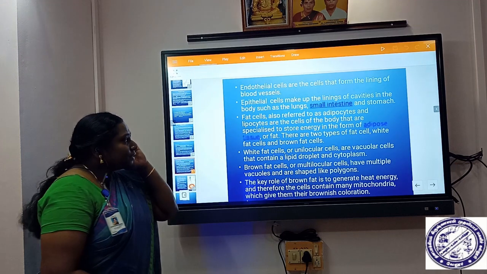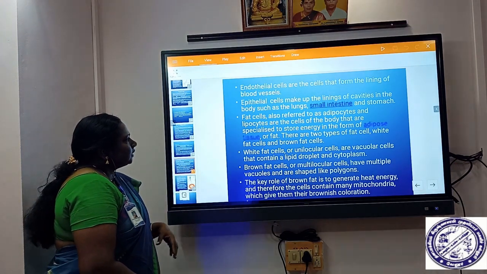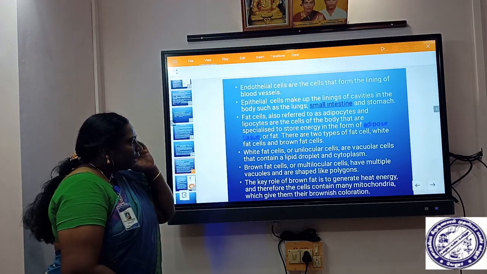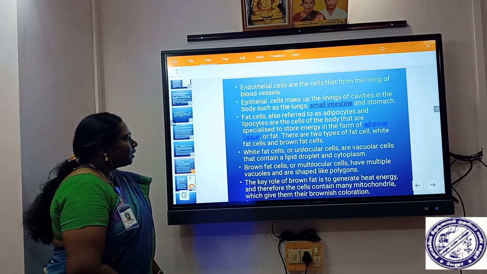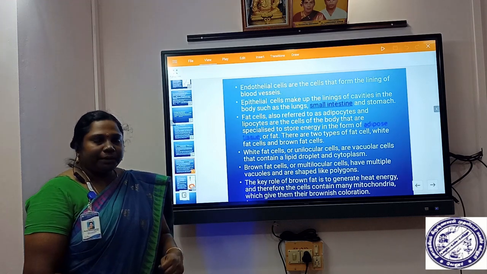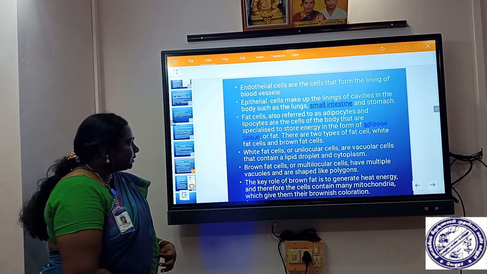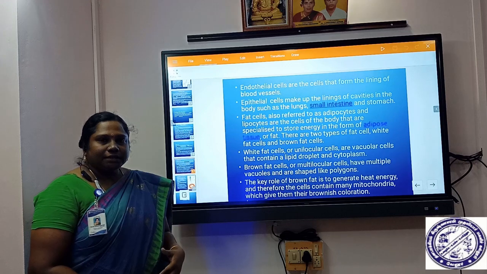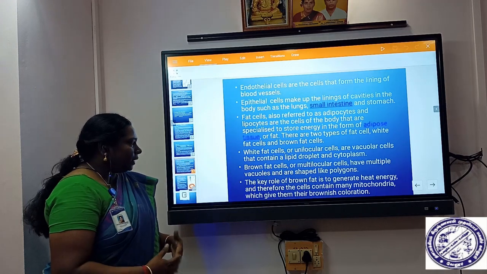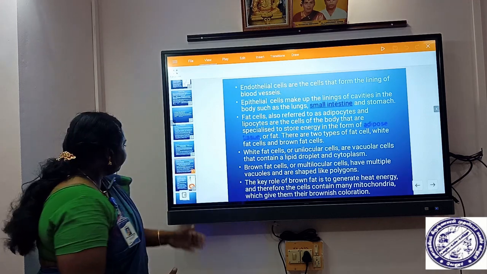Then we have fat cells which are referred to as adipocytes or lipocytes. There are two types of fat cells, white fat cells and brown fat cells. White fat cells are vacuolar cells. They contain lipids in them. Then brown fat cells are multilocular cells and they have many vacuoles in them. These brown fat cells have many mitochondria in them, thus they are brown in color.